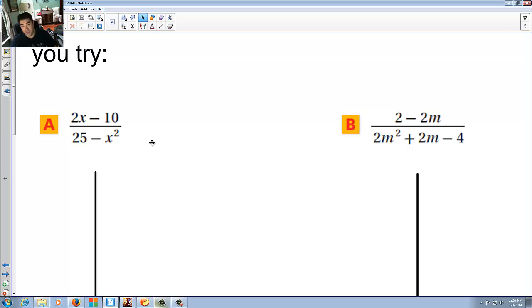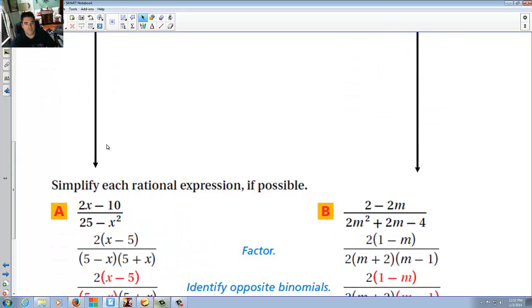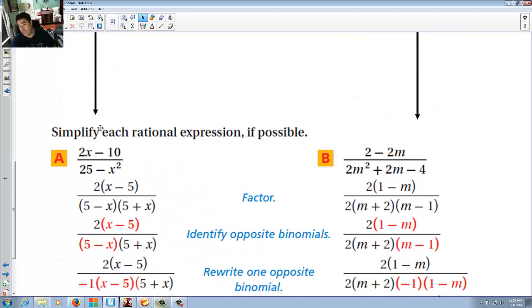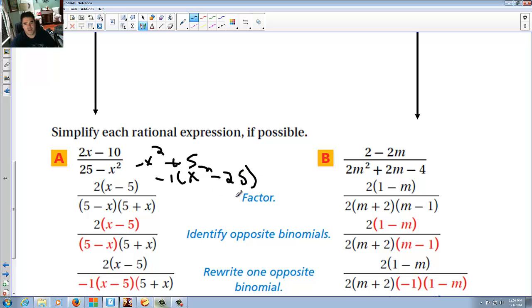You try, go ahead. Okay? See how you did. Hopefully you flip this and then put a negative 1. They do it the longer way. You can, but I wouldn't. Remember, I would just go ahead and make this negative x squared plus 25 and pull a negative 1 out first and get x squared minus 25 and break that up into x plus 5, x minus 5, which gets you down to here.